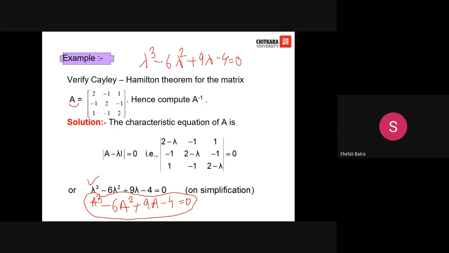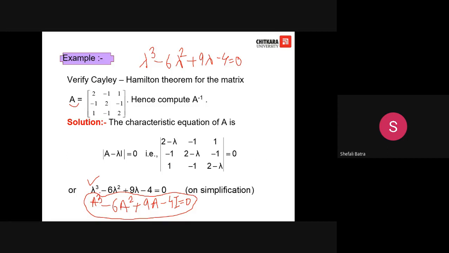Okay, I'm telling you that there is some mistake. Find out. Ma'am, it should be 4I. Yes, it should be 4I, because this is A cube, the matrix A multiplied 3 times. So everything is in terms of matrices, and you cannot subtract a plain number from these matrices. So you need to write 4I here. This is the mistake we generally make. So keep in mind, when you say the given matrix satisfies the characteristic equation, don't forget the identity matrix, right?